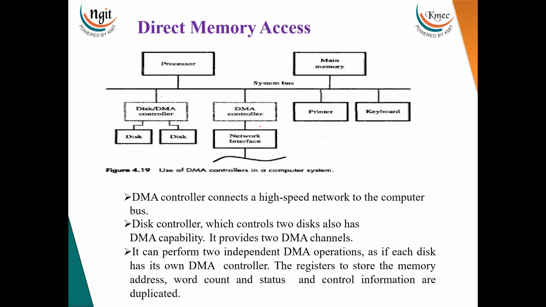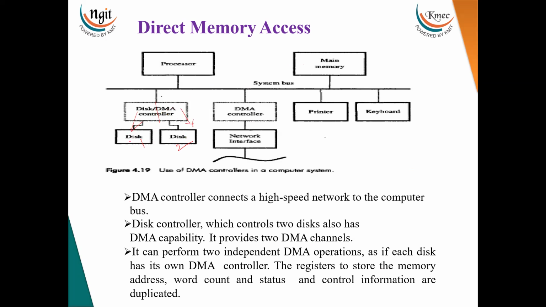Here two DMAs are used. Now for this DMA, two disks are connected. This is disk 1 and this is disk 2. If disk 1 wanted to send the data to the main memory, inside this DMA two channels are there. One channel is meant for disk 1 and the second channel is meant for disk 2.